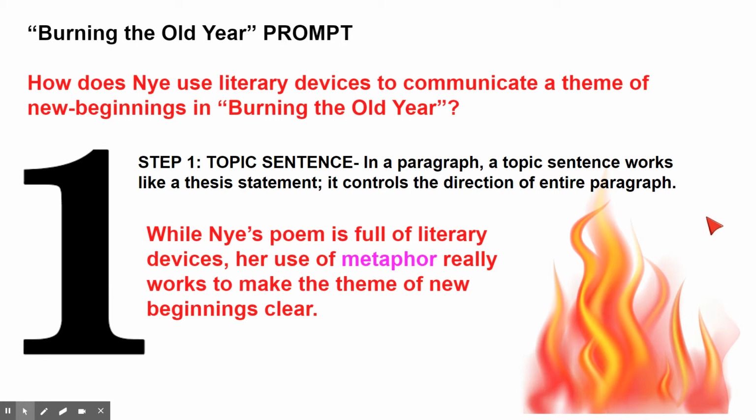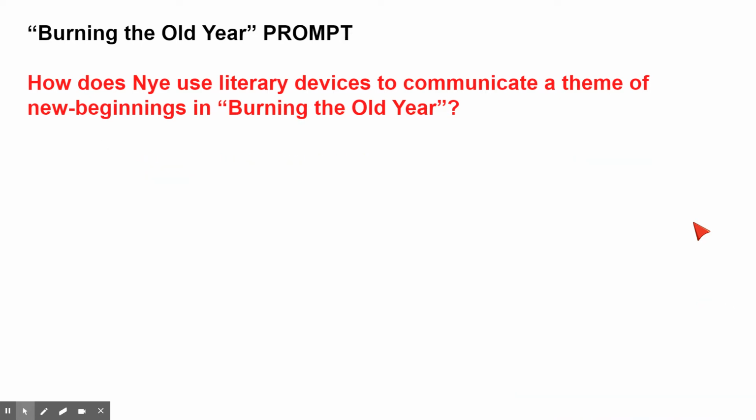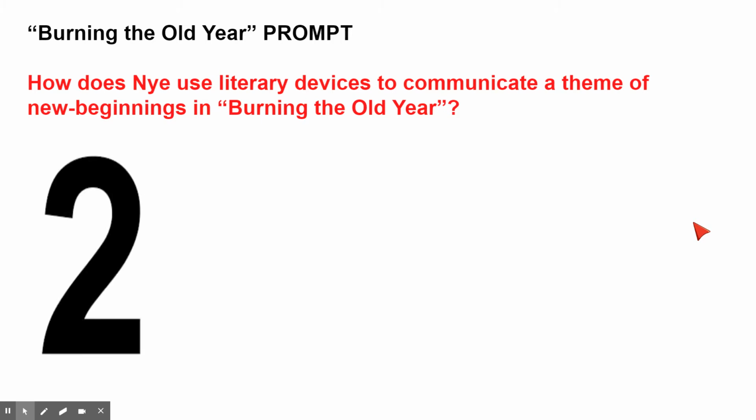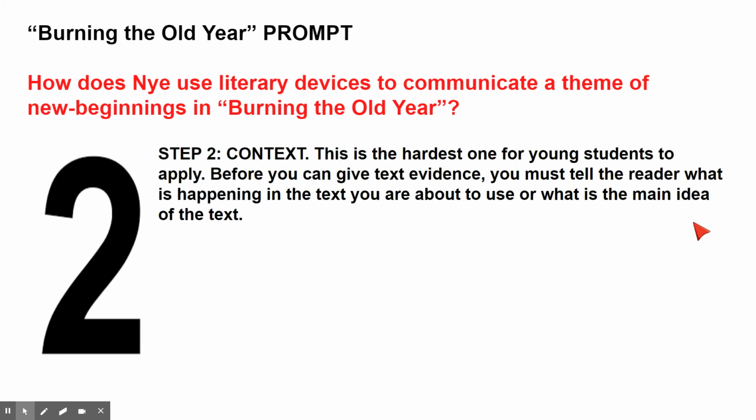And so we want to continue to work on elevating while we are getting used to applying these 6 steps. So first is my topic sentence, and it might look something like this. While Nye's poem is full of literary devices, her use of metaphor really works to make the theme of new beginnings clear. Now the reader knows that this paragraph is going to hone in and closely look at metaphor. Then I'm going to go to step number 2. Step number 2 is context.